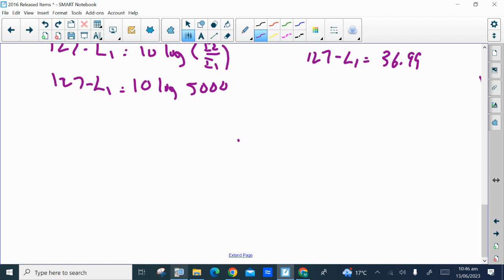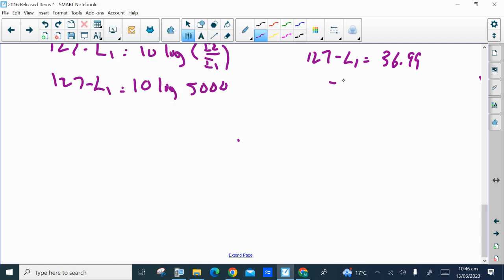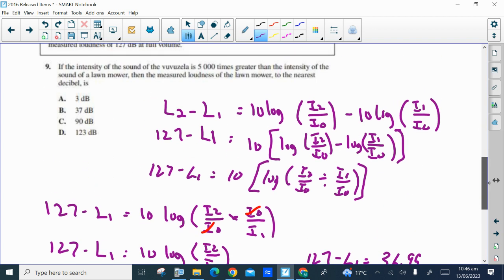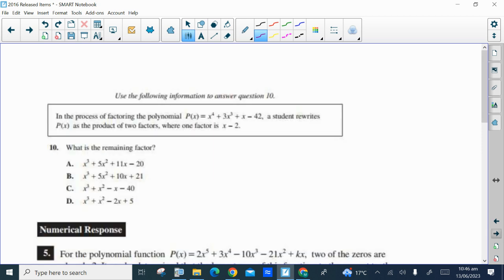We'll subtract the 127 from both sides, and that's what negative L sub 1 will equal, negative 90.01. So L sub 1 will equal 90.01, or approximately 90 decibels, which is why C was the answer. Okay? So we saw questions like that before as we went through our notes.